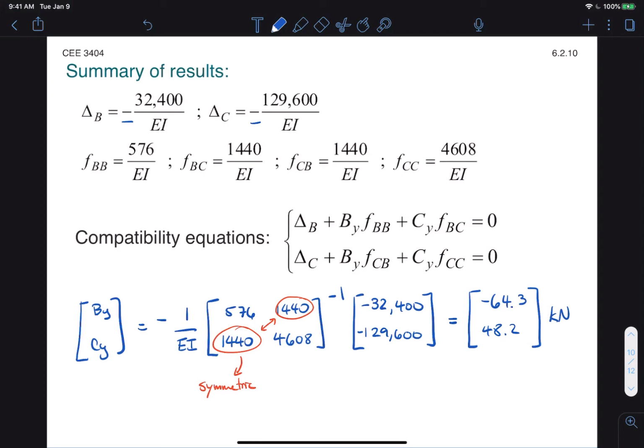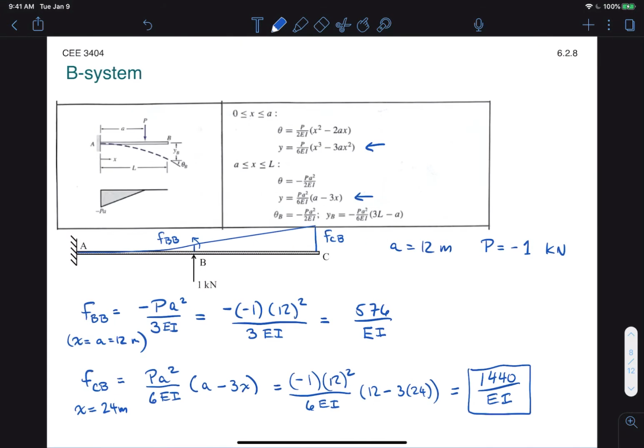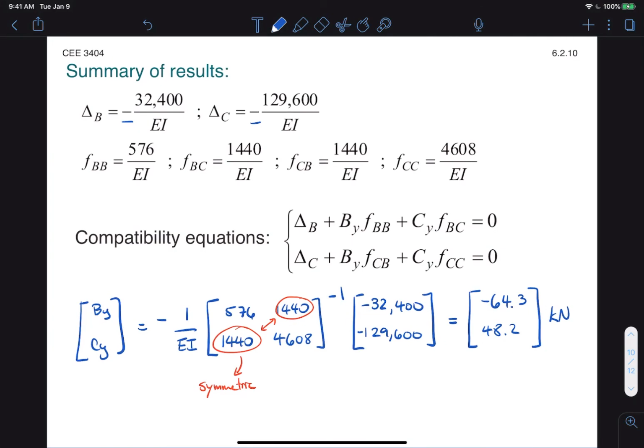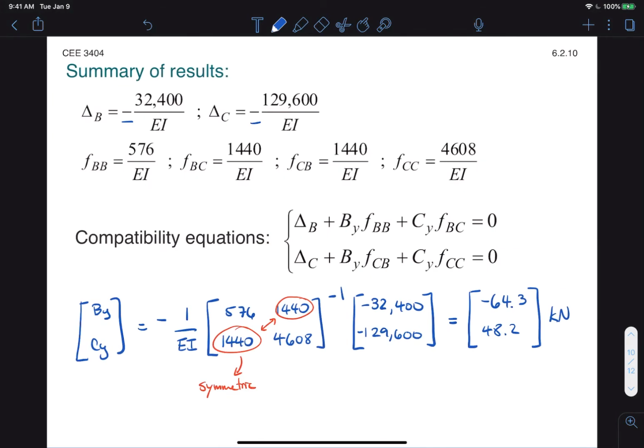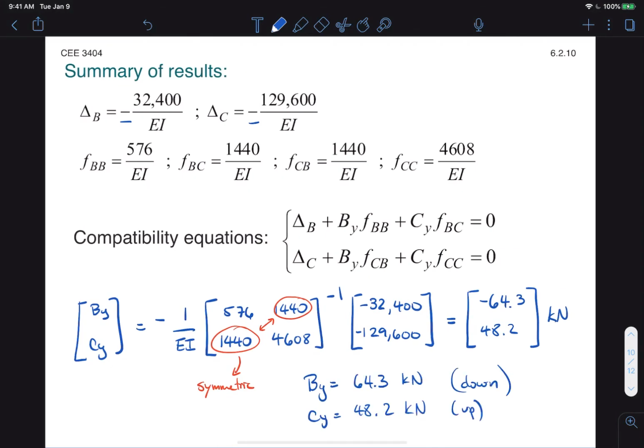So notice that BY is equal to negative 64.3, meaning that we guessed the direction incorrectly, right? So we pointed our force up in the B system here, when in fact the true direction is down. And the force for CY is positive, meaning that we pointed the reaction up here, and that is the correct direction. Okay, so in summary, BY is about 64 kilonewtons down, and CY is about 48 kilonewtons up.